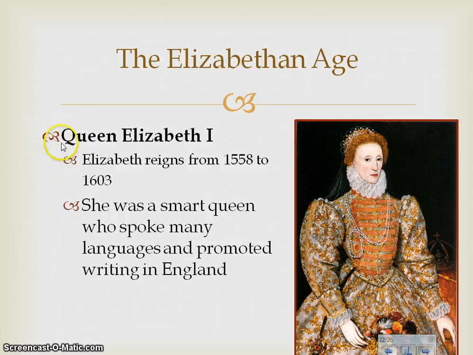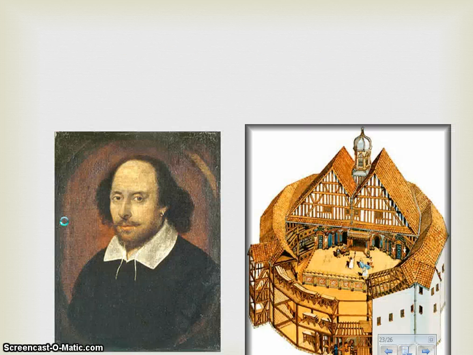Another important woman to know at this time is Queen Elizabeth I. This starts the Elizabethan age in England. She reigns from 1558 to 1603. We need to know that she was a very smart woman. She spoke many languages, and because she was educated, she ends up promoting a lot of writing in England at this time. Now the most famous writer is someone we all should know. This is William Shakespeare. William Shakespeare is the most well-known writer in history.